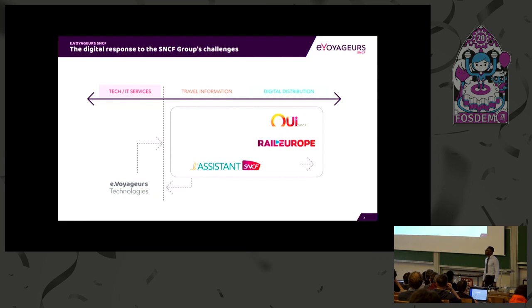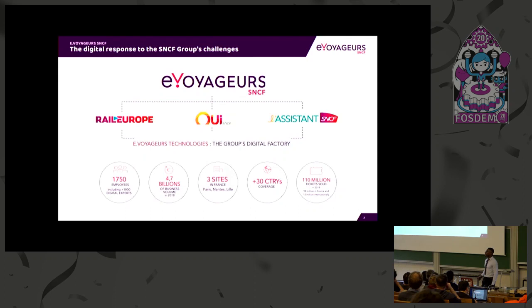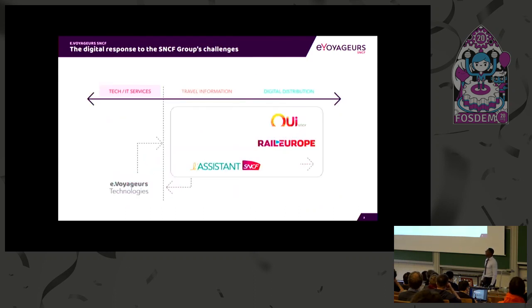We are almost 1,500 employees working in three sites: Lille, Nantes, and Lille. I work in Lille. We address two main challenges: digital distribution through we SNCF and Rail Europe internationally, and travel information via the mobile app L'Assistant SNCF. We are delivering to them IT services.